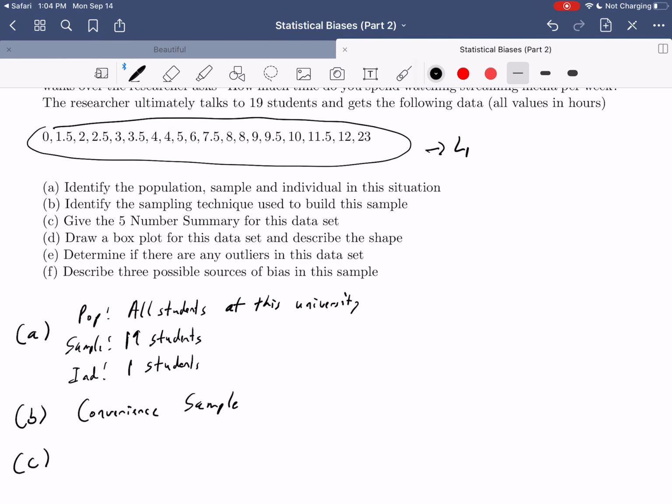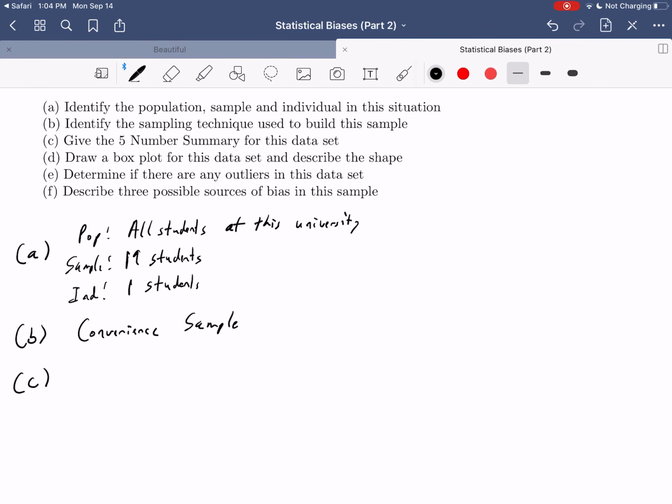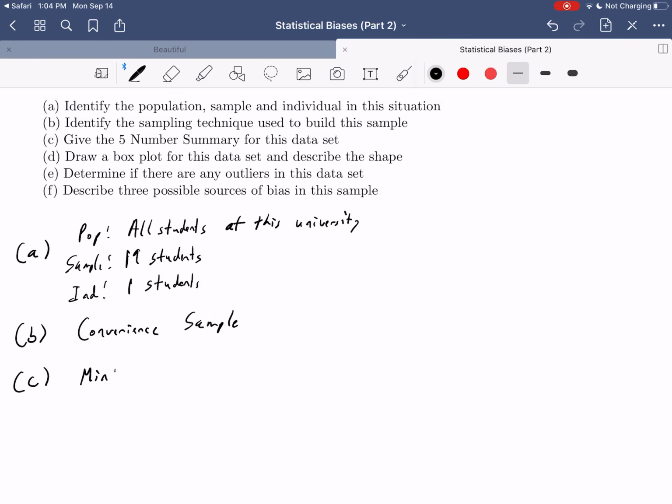Then stat, calc, 1-Var Stats, we put in L1, and we'll scroll down a little bit. We want the 5-number summary. Remember, the 5-number summary is the minimum, Q1, the median, Q3, and the maximum.